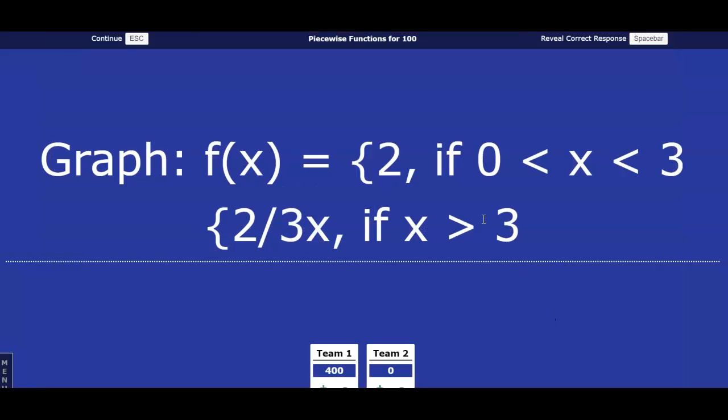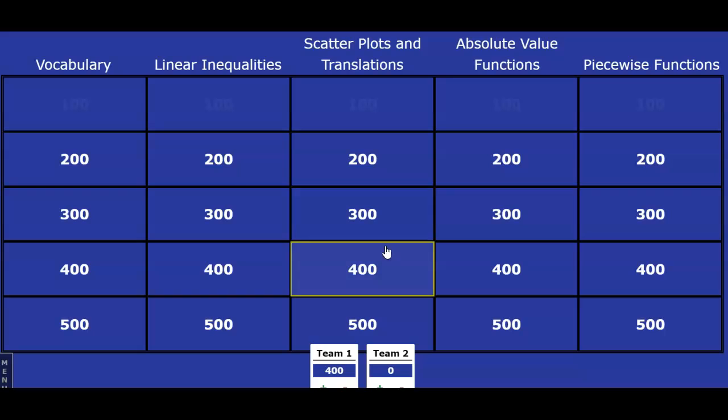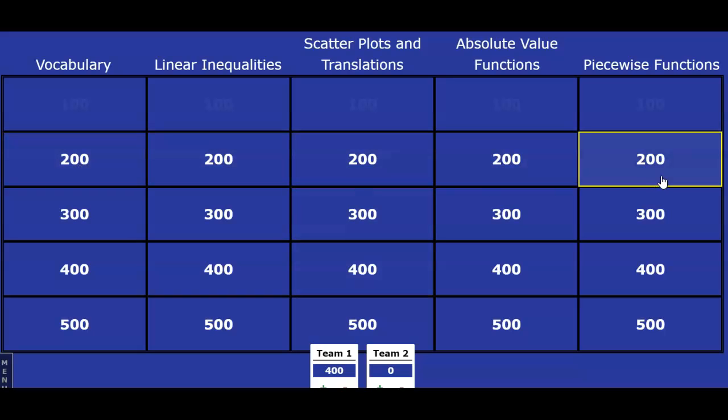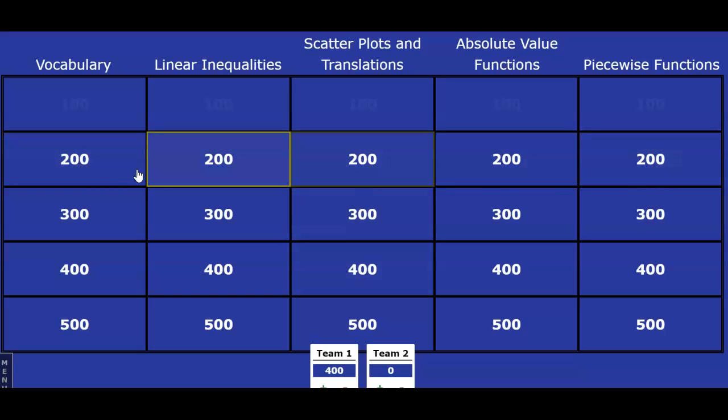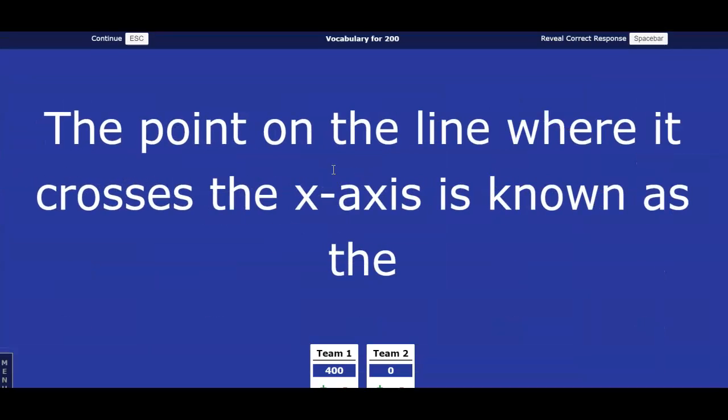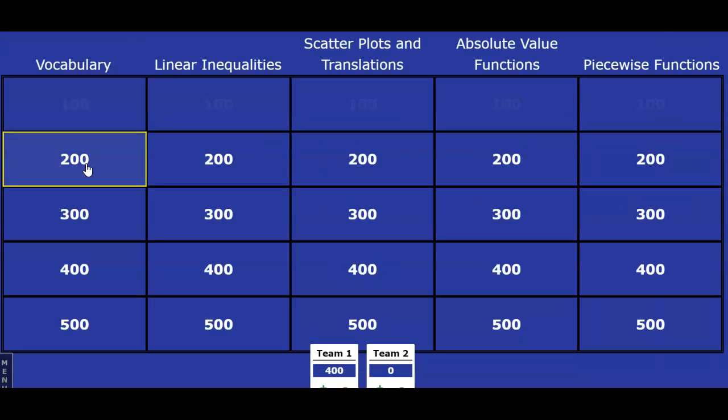Okay. Back to Jeopardy. We made it to the 200s. Oops. Who's supposed to be up there? I don't even know anymore. Let's go with Nick and Colton. That's picked. Ones I haven't seen for a while.